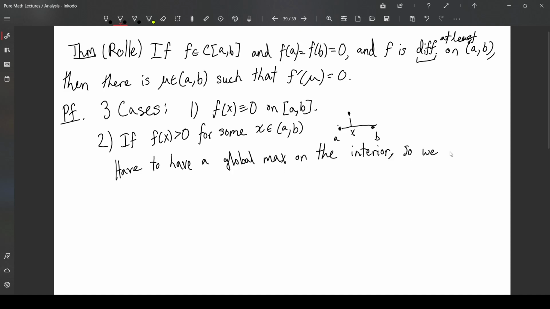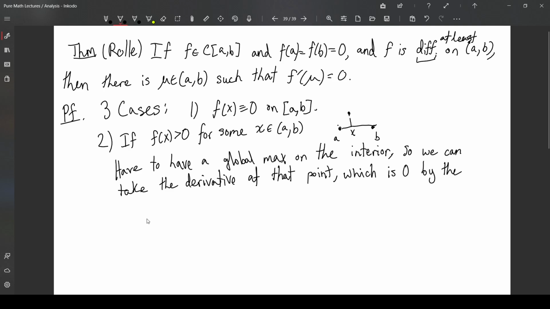So we can take the derivative at that point. And a global maximum must also be a local maximum because your delta could be essentially as big as you want, right? Any function value will be less than or equal to the value at that maximum. So the derivative at that maximum value is 0 by the previous result.